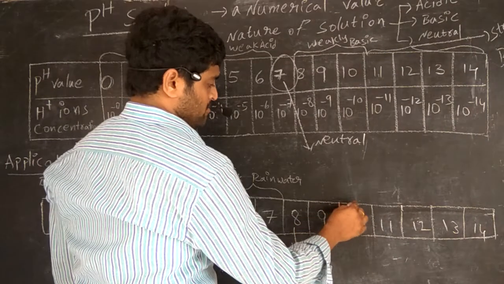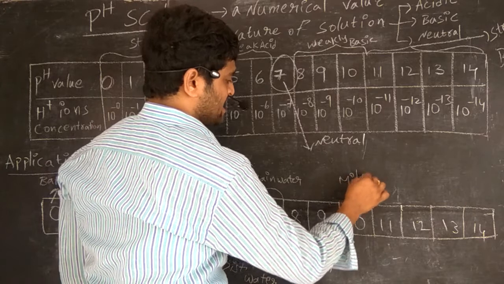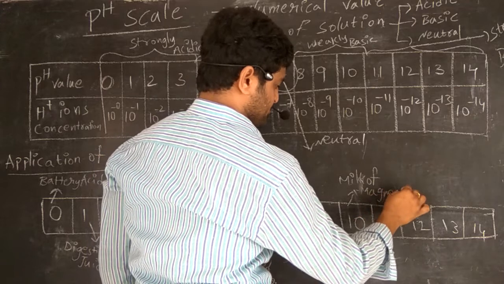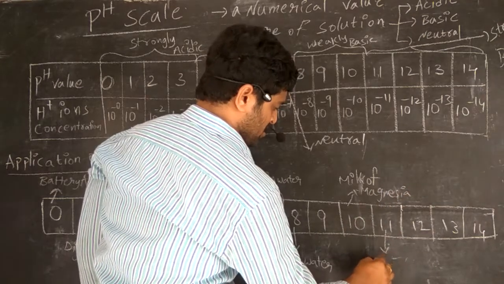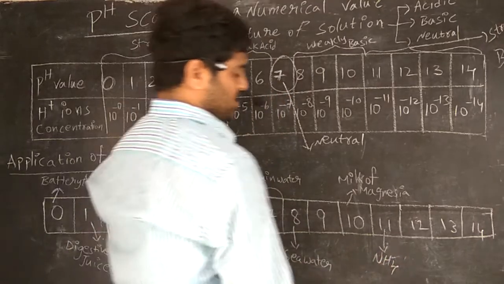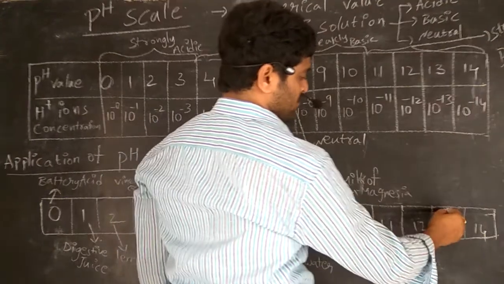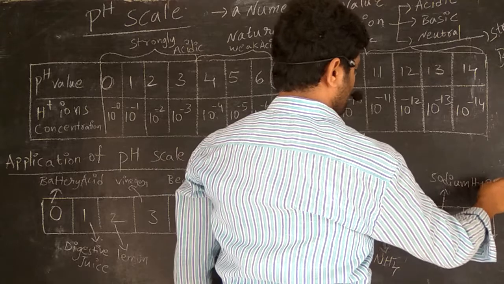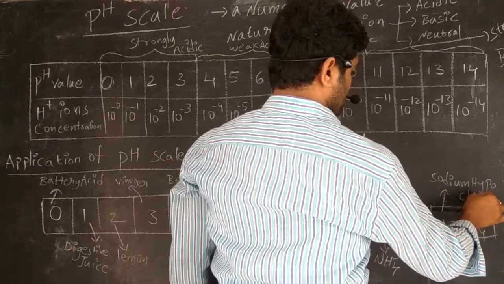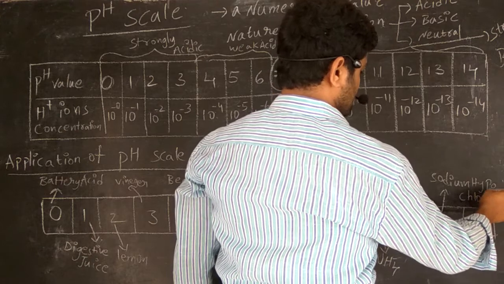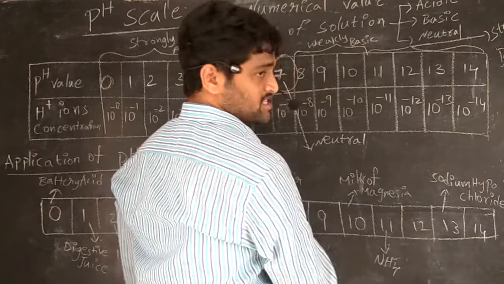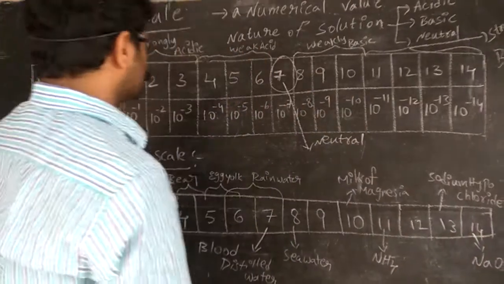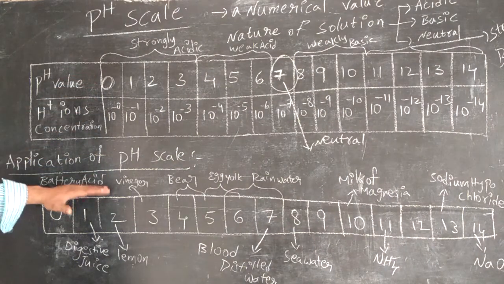And milk of magnesia, which is used as an antacid. Ammonia, which can be written with the formula NH4. Sodium hypochlorite, which is used for cleaning purposes and kills the maximum germs. Sodium hypochlorite has a pH value of 30. And the next one is sodium hydroxide, which has a pH value of 14. This is about the pH scale and the applications of the pH scale.